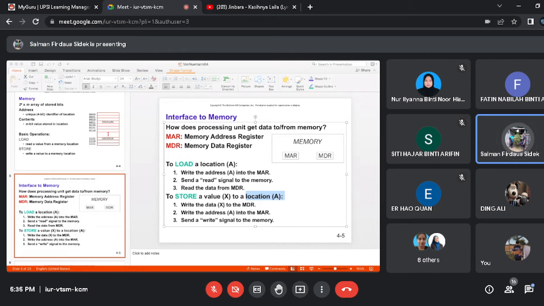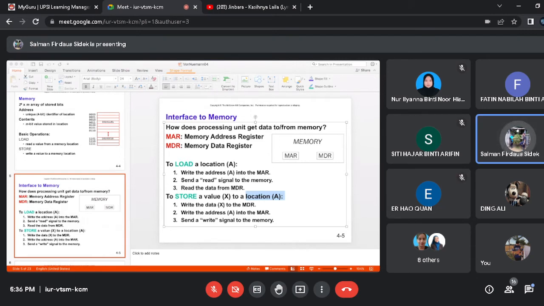Bukan lagi dalam temporary. Awak tengok dekat the first step dalam store tu, dia ada 3 step. Dia kata write the data X to the MDR. So masa during the process write the data X to the MDR, the data is already registered from temporary to MDR. Dah dalam MDR dah data tu, bukan lagi dalam temporary. Dia dah dihantar balik ke MDR, cuma belum disimpan lagi dalam memory je. Kalau nak simpan dalam memory, dia kena tulis dulu alamat dalam memory, MAR, and then hantar write signal. Lepas hantar write signal, barulah data daripada MDR disimpan dalam memory.